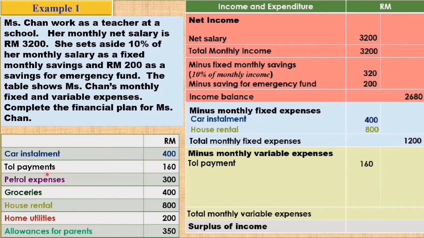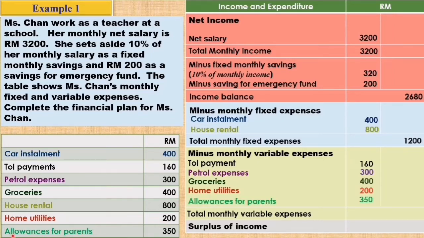The first one is toll payments, 160. Petrol expenses, 300. Groceries, 400. Home utilities, 200. And allowances for parents, 350. So the total monthly variable expenses is 1,410 ringgit.